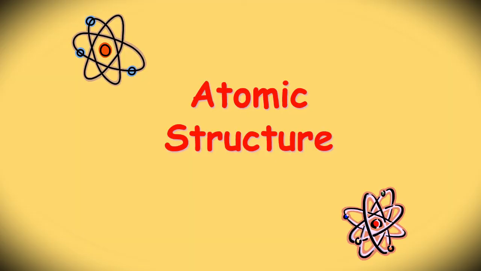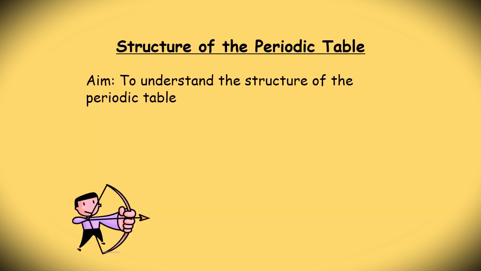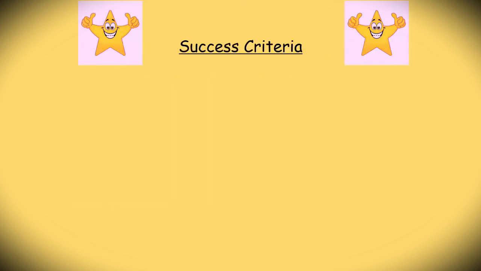First lesson on atomic structure, which is going to be about the periodic table and the structure of the periodic table. So the periodic table is what chemists use in order to keep track of all the elements that are known. The aim for this lesson is for you to understand the periodic table.